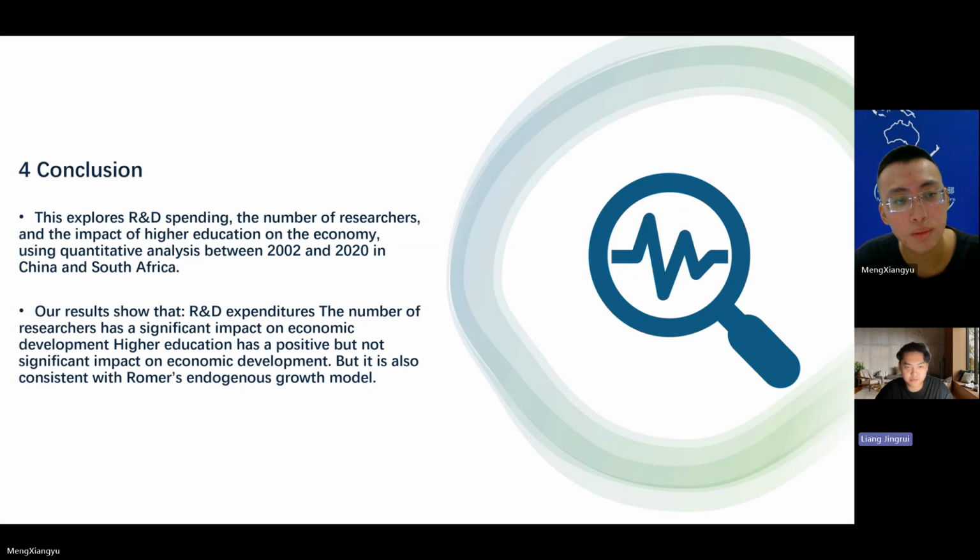Conclusion: this study explores R&D spending, the number of researchers, and the impact of higher education on the economy, using quantitative analysis between 2002 and 2020 in China and South Africa. Our results show that R&D expenditure and the number of researchers have a significant impact on economic development. Higher education has a positive but not significant impact on economic development, but it is also consistent with Romer's endogenous growth model.